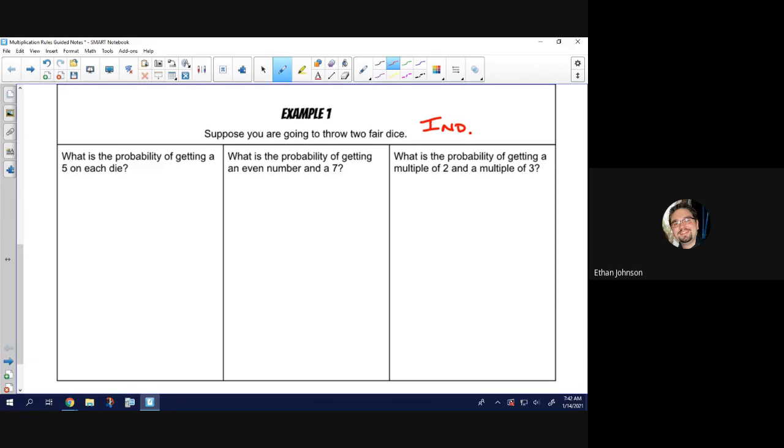So the first question says, what is the probability of getting a 5 on each die? So our first die, we want a 5. So the probability of getting a 5, well, there's 1 5 out of 6 sides. That's for your first die. For the second die, once again, there's still 1 out of 6. Now, quick recap of how we multiply fractions. Well, we multiply across. So 1 times 1 gets us 1. 6 times 6 gets us 36.